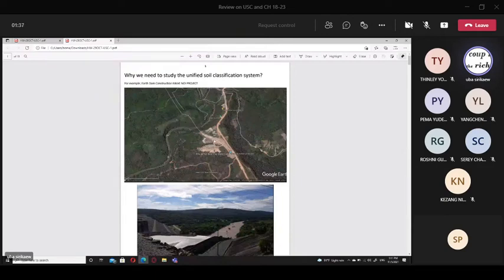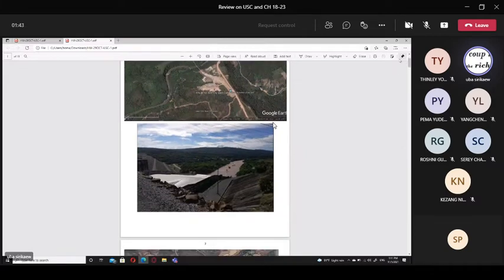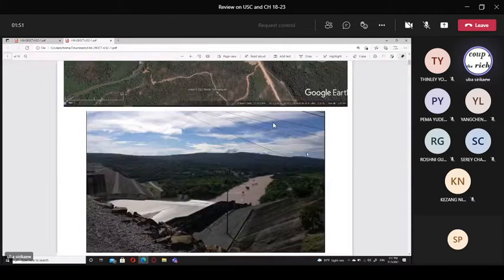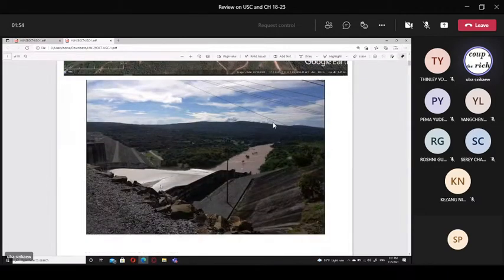And they use the soil as the construction material. Okay, this is done, finished. Okay, I open. Okay, this part is designed as the spillway. For the spillway, the water flows through the structure.